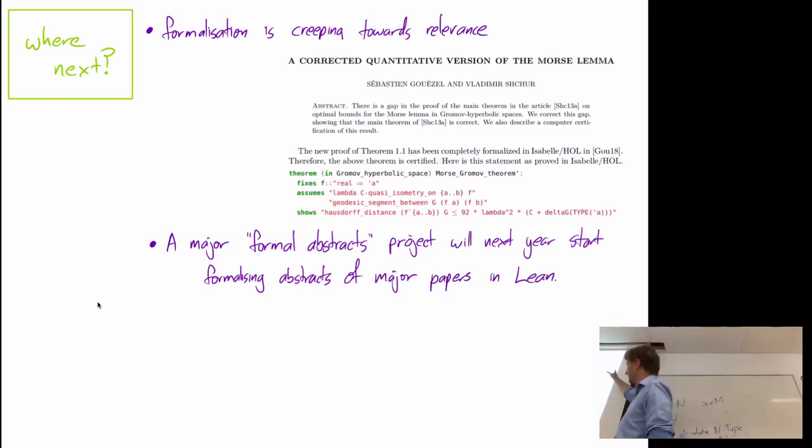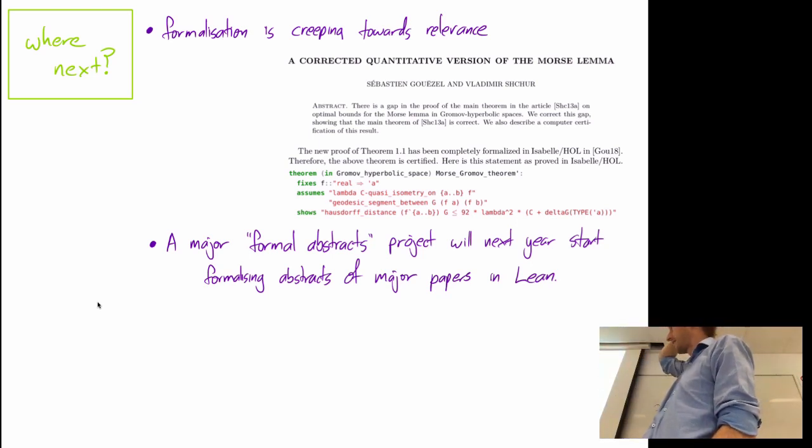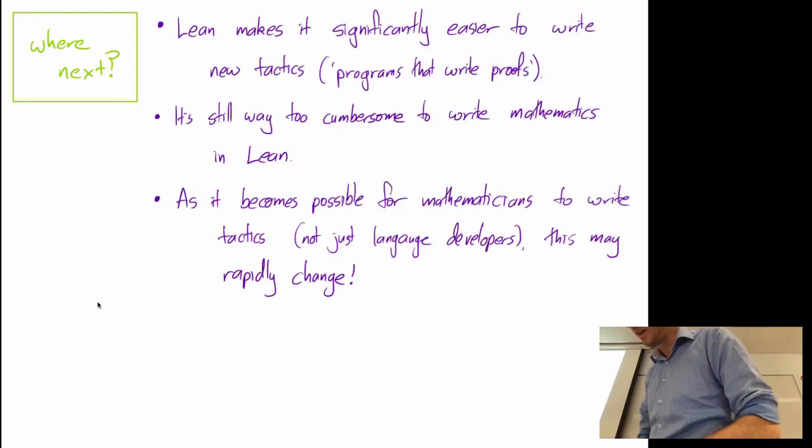Here's a nice paper where someone found a mistake in sort of hyperbolic geometry papers and reformalized the fix. There's a very interesting project that Thomas Hales is starting next year, where he's paying a whole lot of people. He's got a giant grant, and he's going to start formalizing just the abstracts of significant papers. He's not going to actually attempt to necessarily reconnect it back to ground level. He'll use lots of sorries in places, but he'll at least give formal statements of important papers. Again, I'm not too sure where that's going to go.